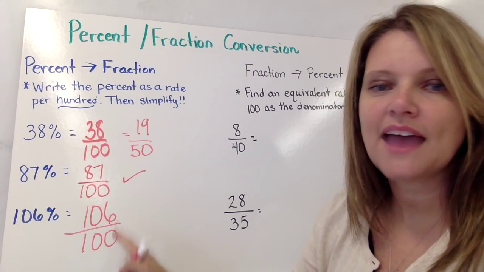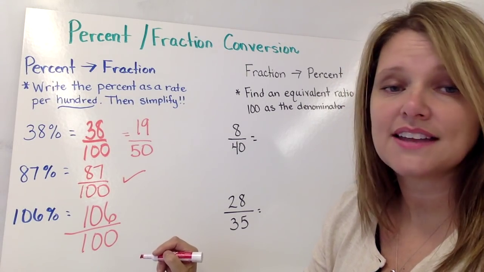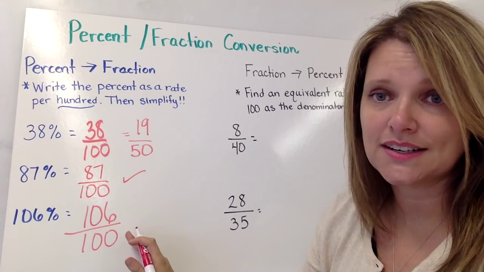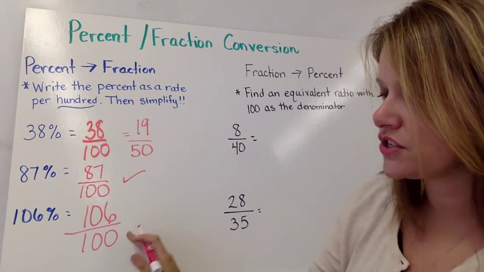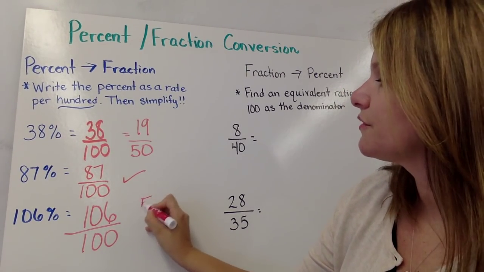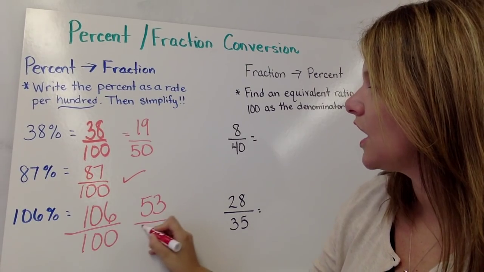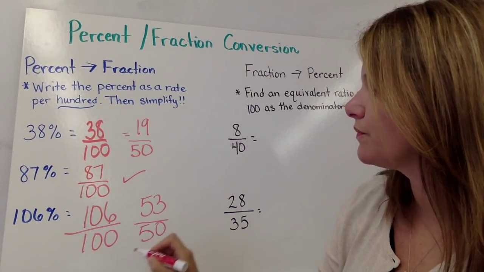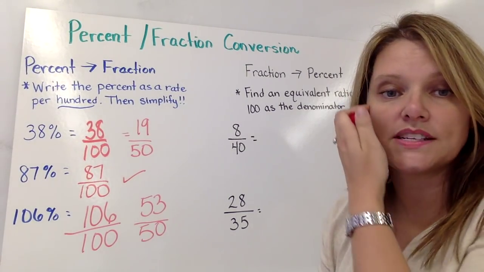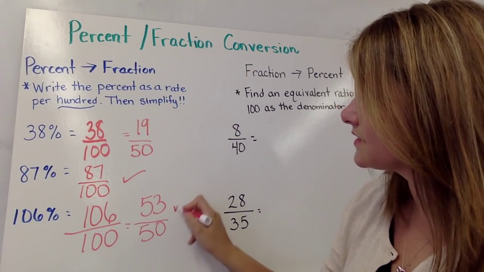All right, so when we have this here, we can simplify it down. We don't change it to a mixed number. We still just simplify it down as a fraction. So when we divide it, we get 53 over 50 when we divide by 2. Okay, and continue to go. So this is now simplified.